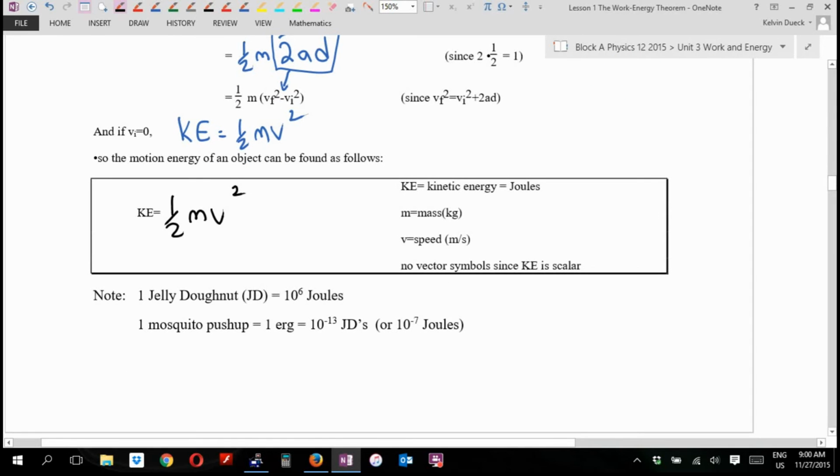Little note, if you eat a jelly donut, that has about 10 to the 6th, about 100 million joules. A mosquito doing a push-up is about 1 erg worth of energy, which is about 10 to the negative 13 jelly donuts, or 10 to the negative 7 joules. Little hashtag.